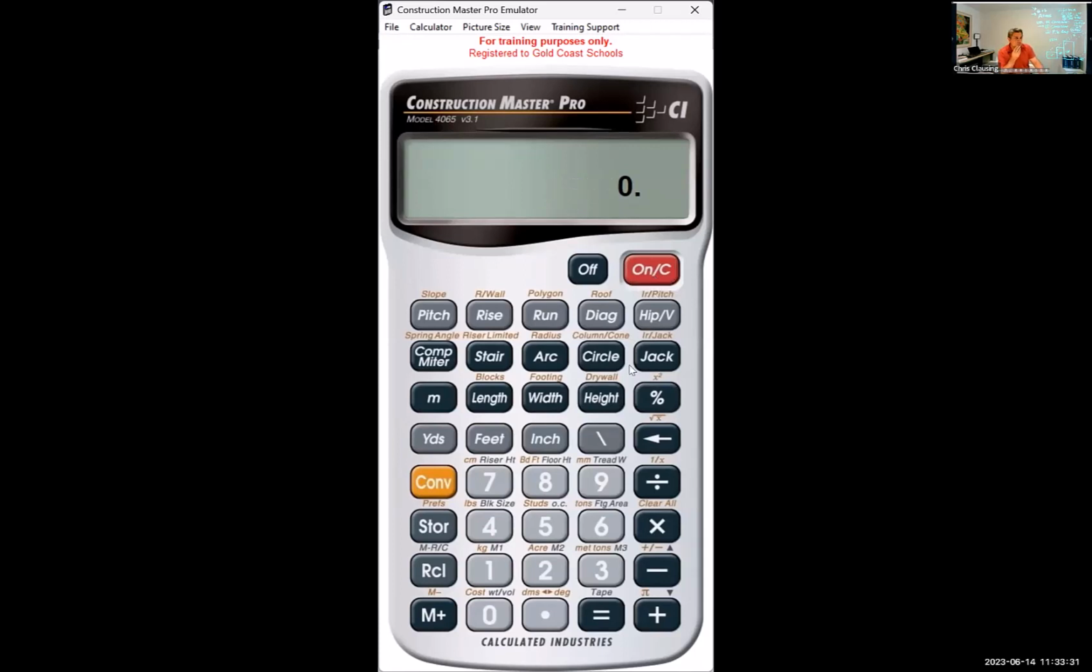The volume measurements, it does it too. So let's say we had 120 cubic feet in our initial example for the step. If you just click yards, it'll convert it automatically, or to inches. You just toggle back and forth.